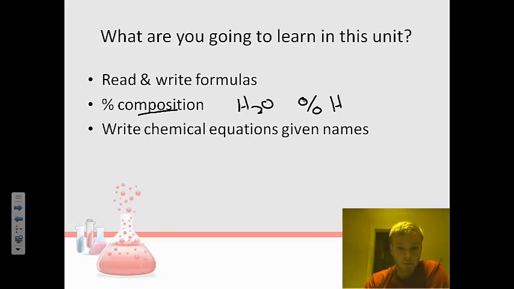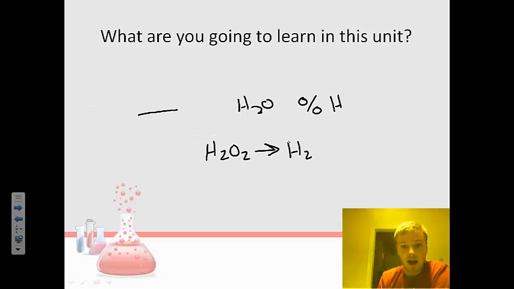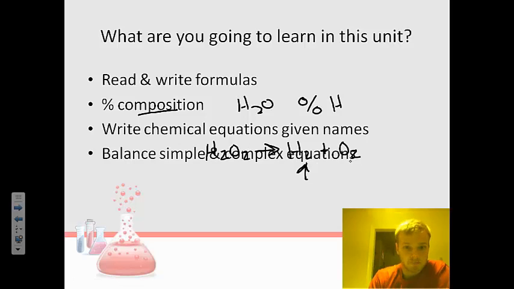So you're going to be able to write chemical equations given names. You are already able to write formulas, but now we're actually going to have a whole different equation. So something like hydrogen peroxide decomposes into hydrogen gas and oxygen gas. You'll be able to write hydrogen peroxide, which is H2O2, yields, which is this arrow that you're going to learn about, hydrogen gas, H2 plus O2. And so you see I'm adding these little subscripts and everything, and you're going to be able to learn how to do that in this unit.